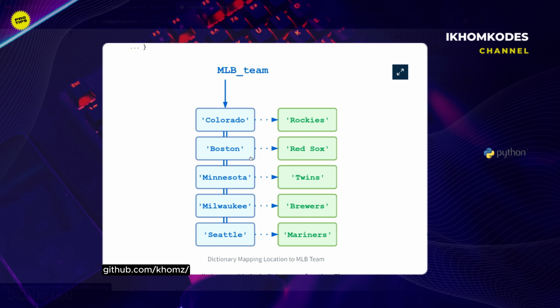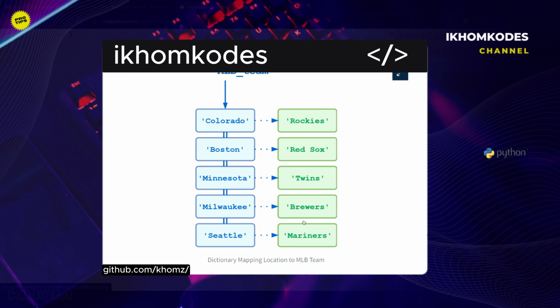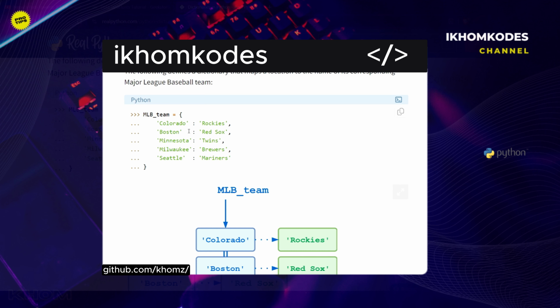Okay, here's a quick dictionary mapping location to MLB team. Colorado, Boston, Minnesota, Milwaukee, Seattle. So in Colorado we have the Rockies, Boston Red Sox, Minnesota Twins, Milwaukee Brewers, Seattle Mariners. A dictionary mapping location to MLB team, right? So here's an example.